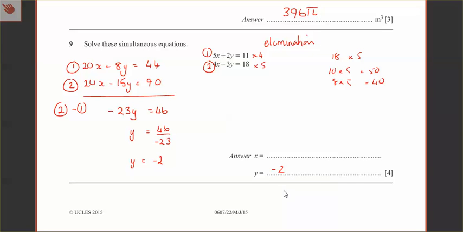Okay, so that's half of it. Then I've got to put this into any of the ones I like. So I'm going to choose number 1. I'm going to do 5x plus 2 times minus 2 equals 11. So that's 5x minus 4 equals 11. So add 4 to both sides makes 5x equal 15, which makes x, 15 divided by 5, is 3. So there's my second part to it.